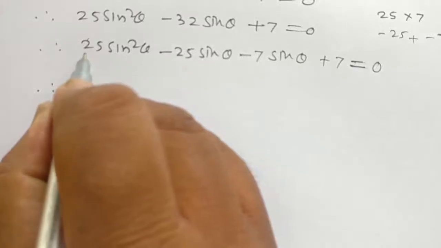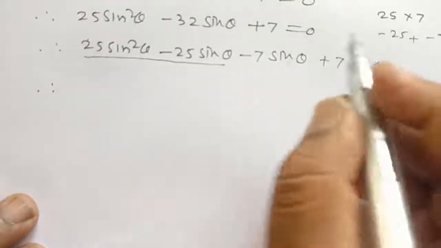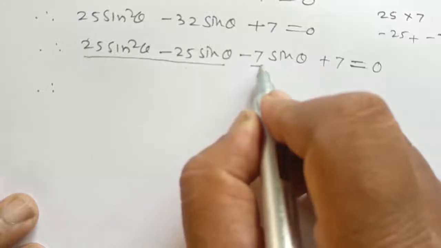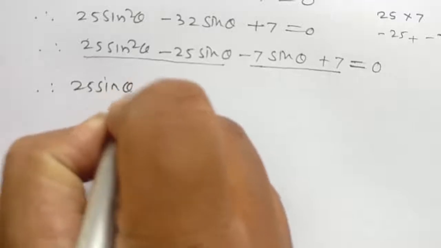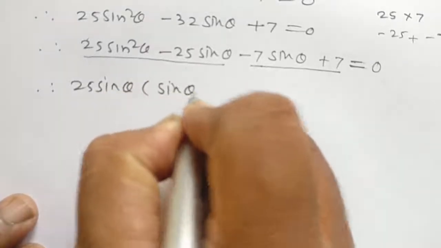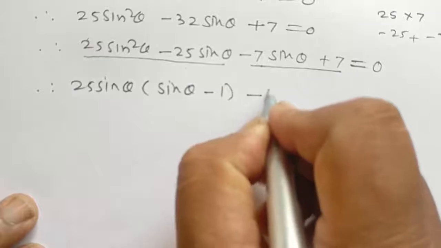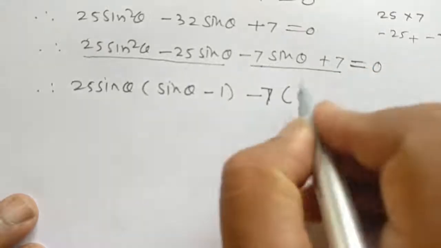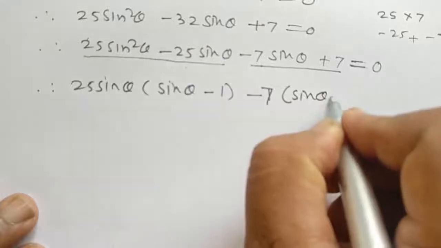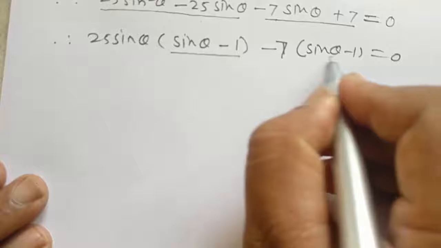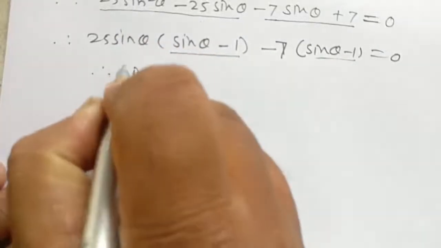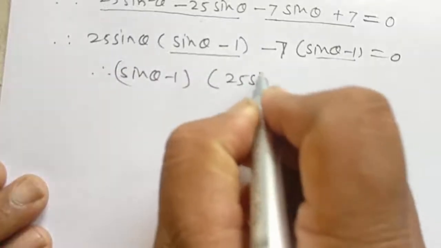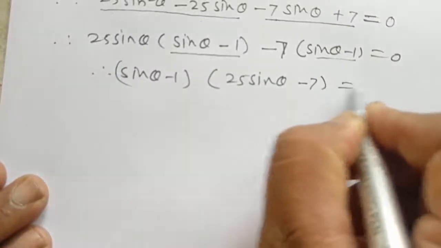Therefore, we take 25 sin theta common from the first two terms and minus 1 from the remaining two terms. 25 sin theta, here remains sin theta minus 1; we can take minus 7 common, so it is sin theta minus 1 is equal to 0. Sin theta minus 1 is common, therefore (sin theta minus 1)(25 sin theta minus 7) is equal to 0.